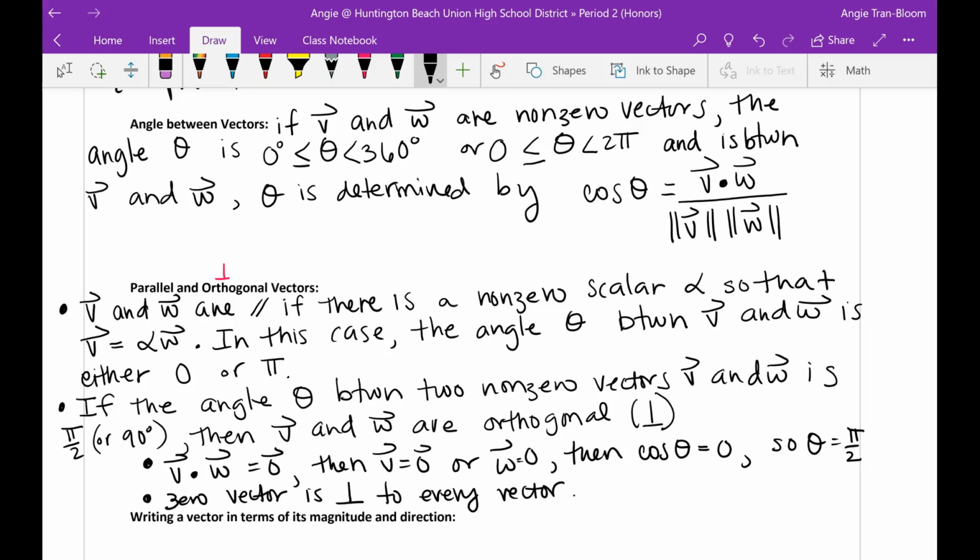Okay. So just to recap really quickly, two vectors are parallel if the angle between them is 0 or pi. Two vectors are perpendicular or orthogonal if the angle between them is pi over 2, or in this case 90 degrees. Okay. Now, if the dot product of the two of them equals 0, then that means those two are definitely orthogonal to one another.